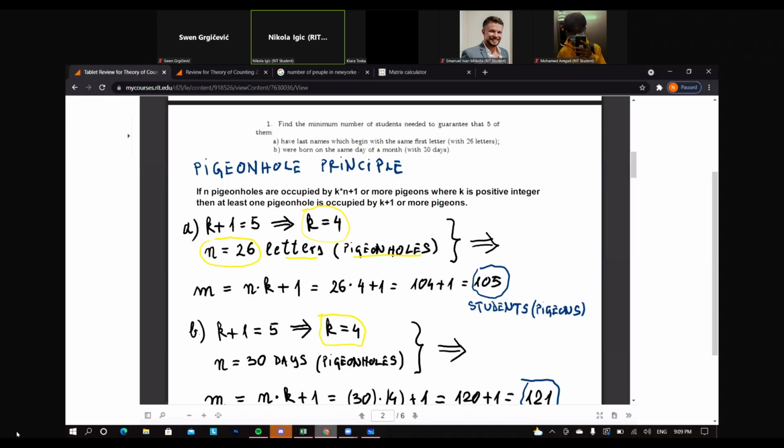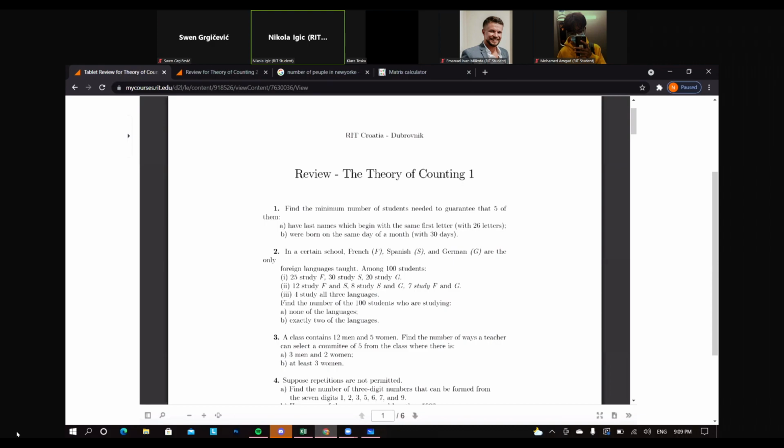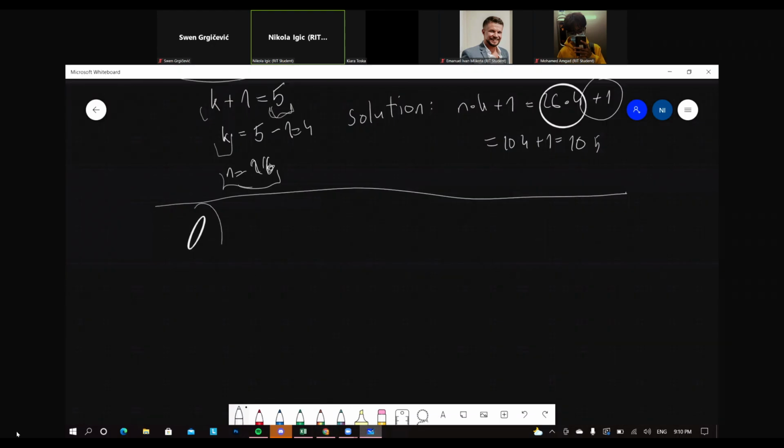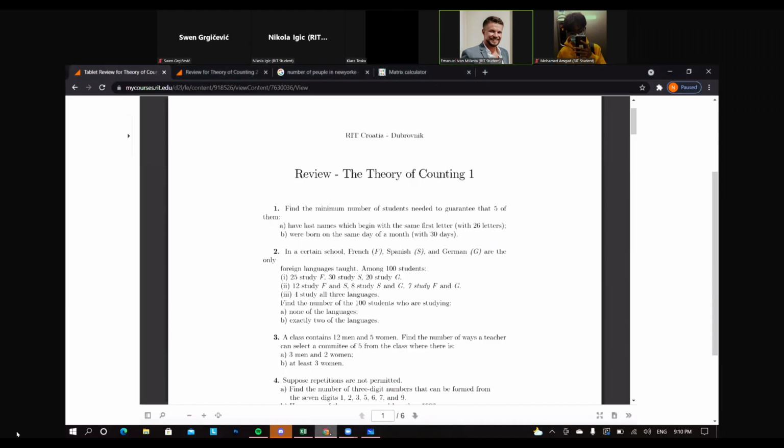Okay, let's see the next question. Find the minimum number of students needed to guarantee that 5 of them were born on the same day of the month. How would you do that? How many students? 30 plus 30 plus 30 plus 30 plus 1.